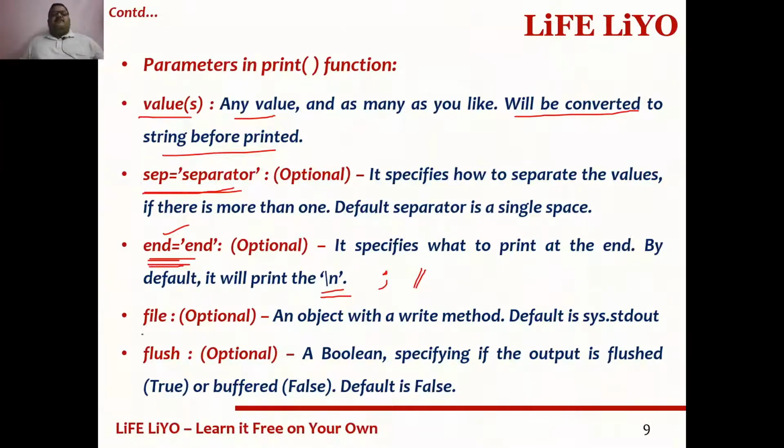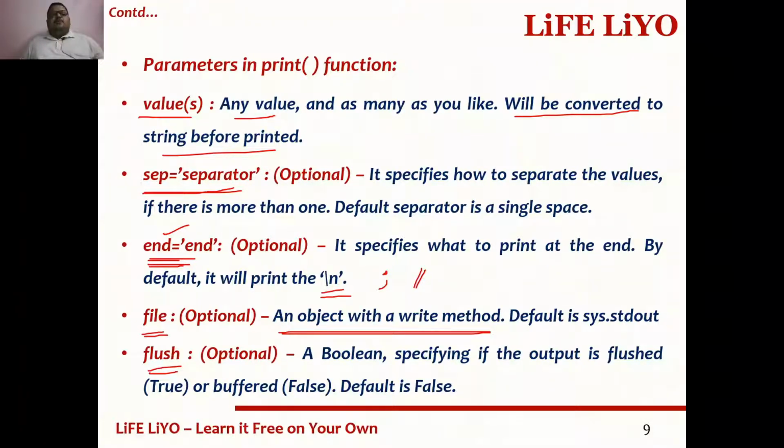Next one is the file. This is also optional. It specifies where you want to write, that is, if you want to write to the standard output, or to any file. An object with a write method can be defined in the file. Next one is the flush.